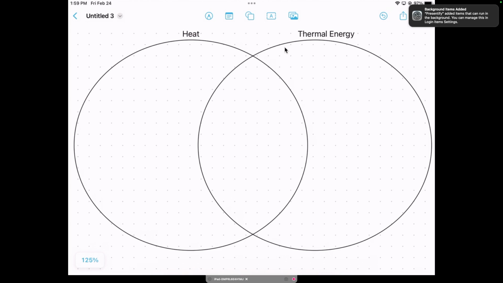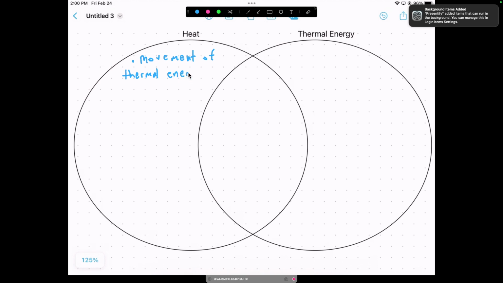Let's look at the difference between heat and thermal energy. It can be kind of confusing. So here we have heat, and when you think of heat, I want you to think of it as the movement of thermal energy. In the book, it says the transfer, but same thing. So movement of thermal energy.